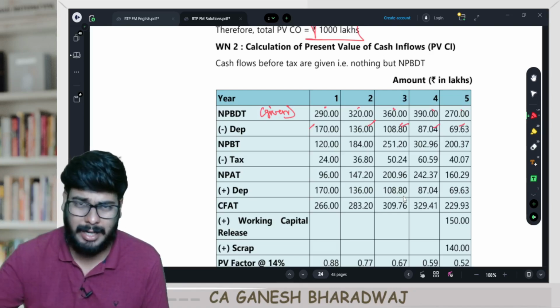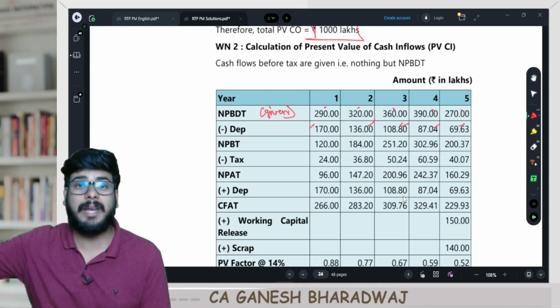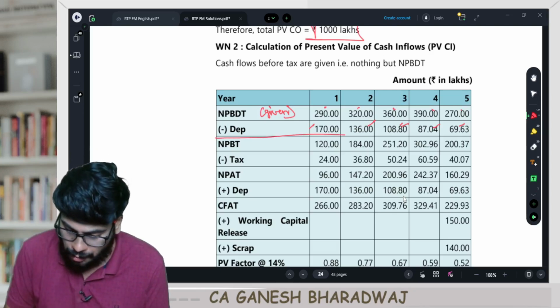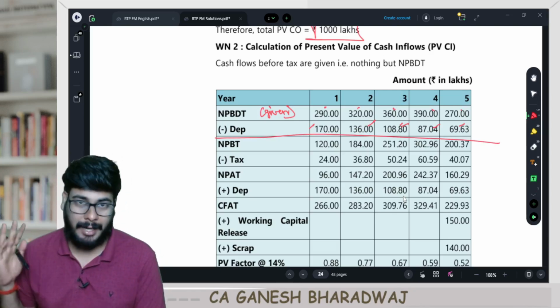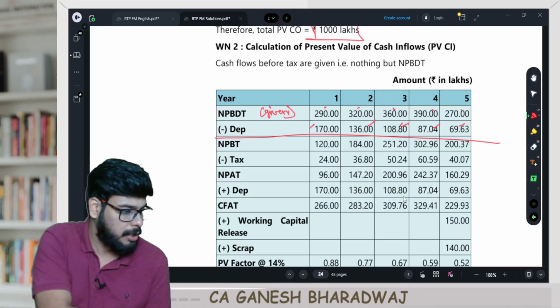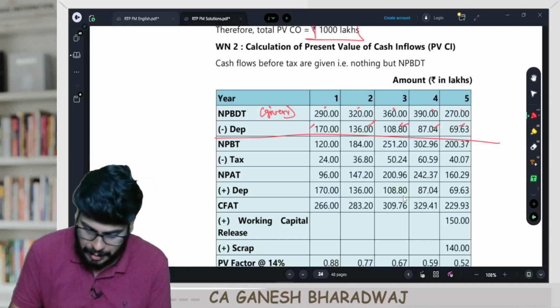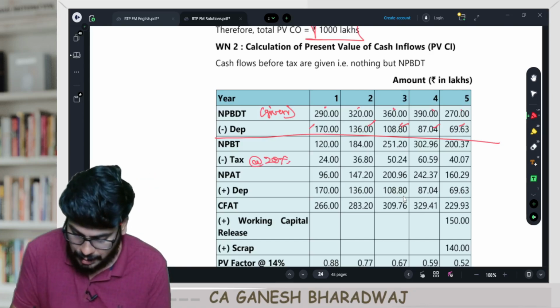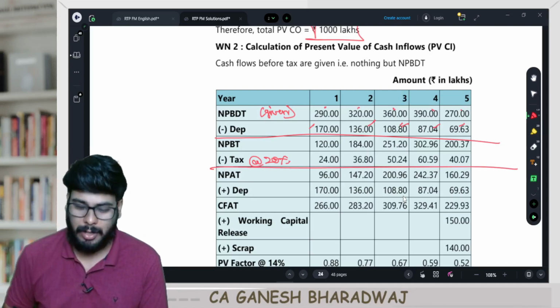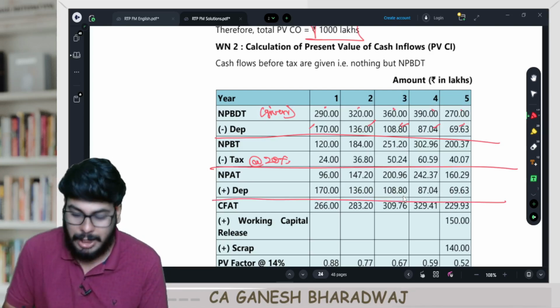You guys know how to calculate WDV, right? In fact, you've done complicated WDV calculations in your accounts itself, right? That's what it is. So now you get what? Profit before tax, right? Now, net profit before tax minus tax at the rate given in the question as 20%. So at the rate of 20%, you get your net profit after tax. Now, what you do? Immediately add back your depreciation, right? You get your cash flows after tax.